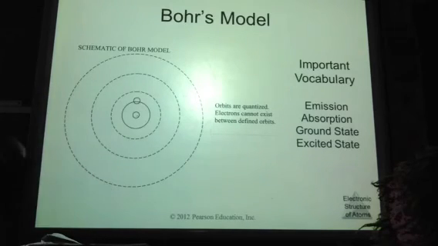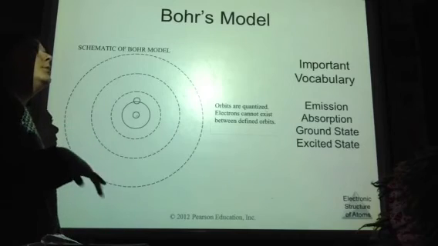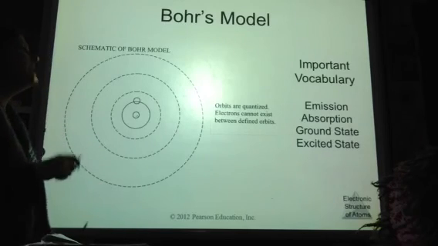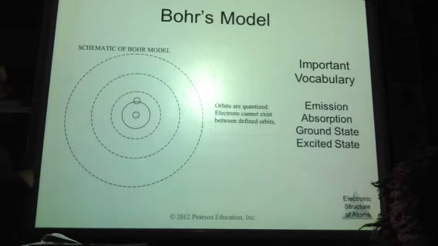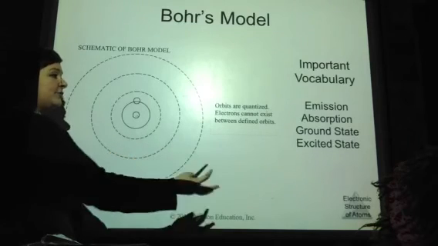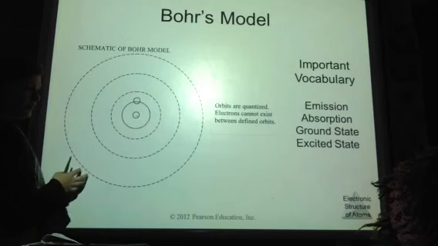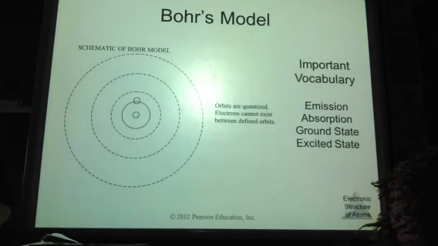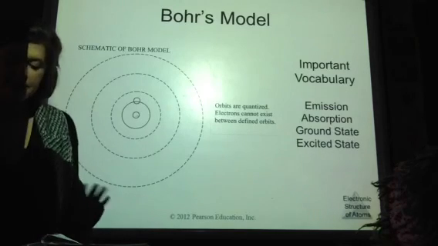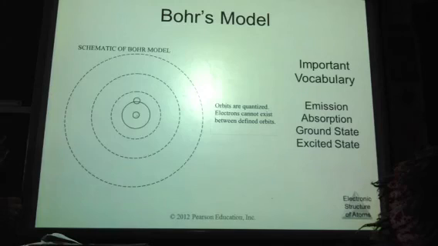Ground state would be that first energy level, because that is where the electron would be most stable around the nucleus. Excited state is where the electron ends up after it absorbs a certain amount of energy. Wherever it goes in its final state, it would be considered in an excited state. That's because it absorbed a certain amount of energy, which makes it a little unstable, a little wishy-washy.